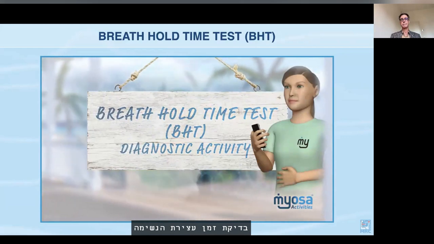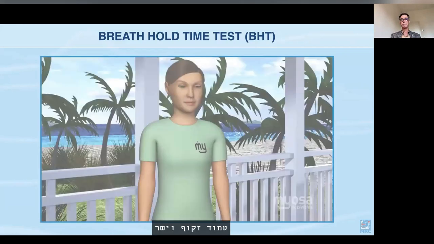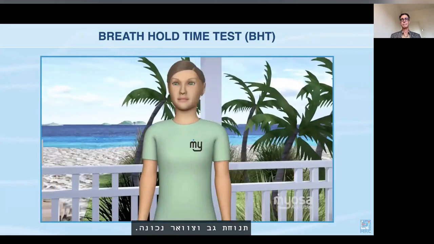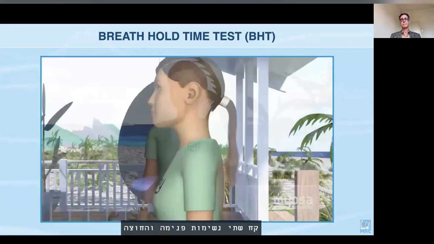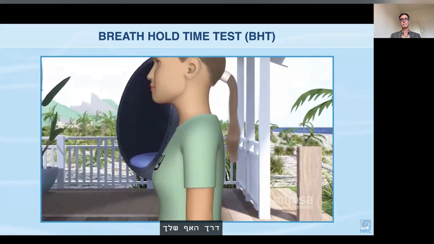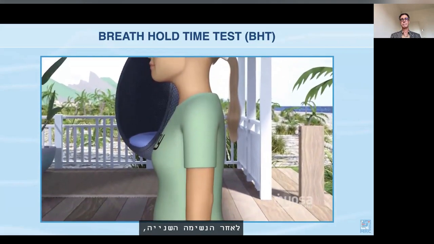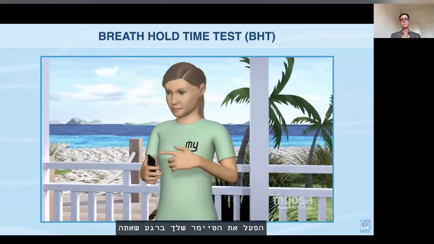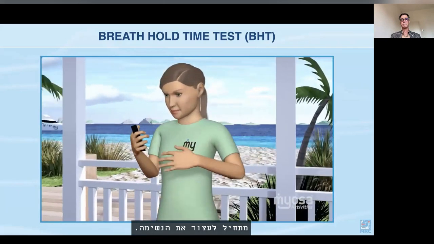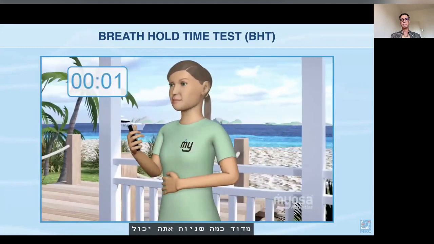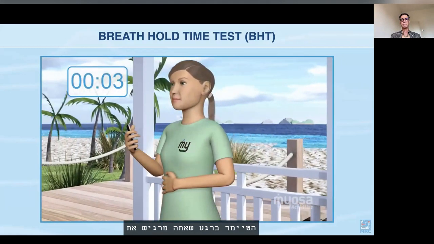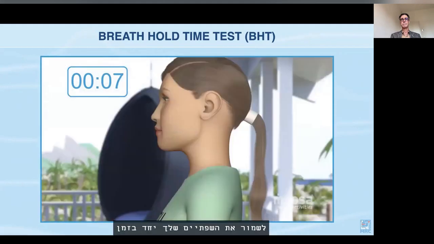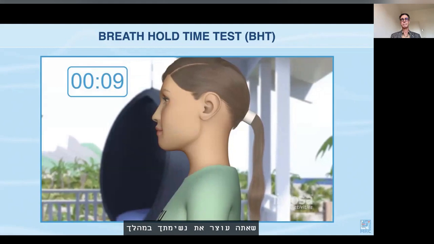Breath hold time test. Stand up straight in a comfortable position with the correct back and neck posture. Take 2 breaths in and out through your nose without strain. After the second breath out, begin holding your breath. Start your timer as soon as you begin holding your breath. Measure how many seconds you can hold your breath and stop the timer as soon as you feel the distinct urge to breathe again. It is important to remember to keep your lips together while you hold your breath during this activity.